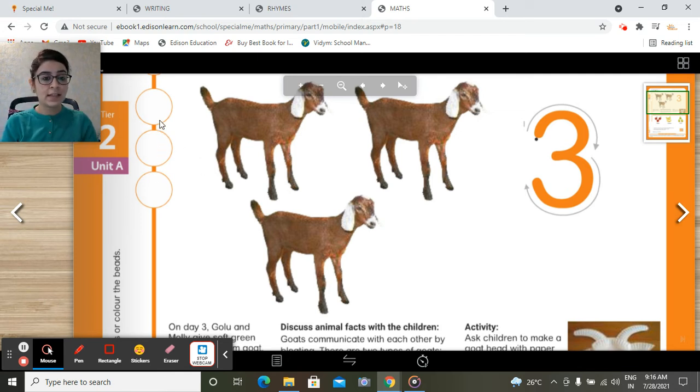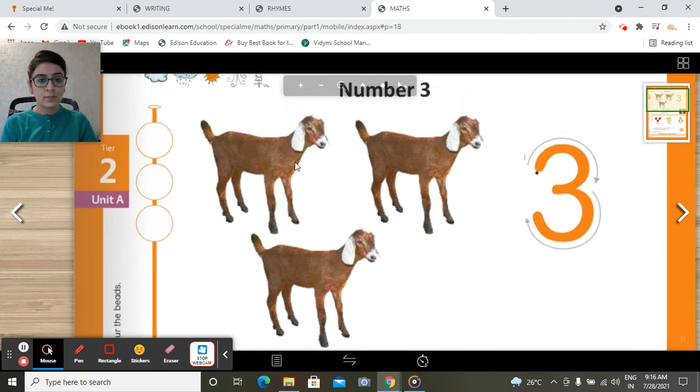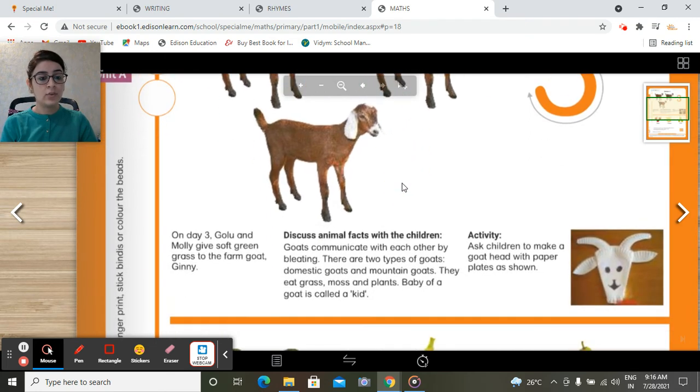So how many circles are there? 1, 2, 3. And which number is this? 3. These 2 curves form number 3. 1, 2, 3. How many goats are there? There are 3 goats. On day 3, Golu and Molly give soft green grass to farm goat Guinea.